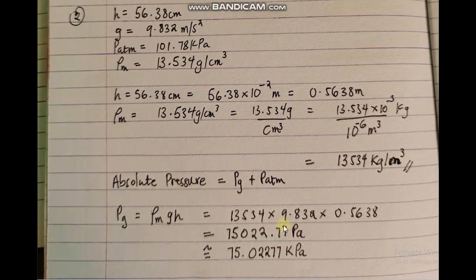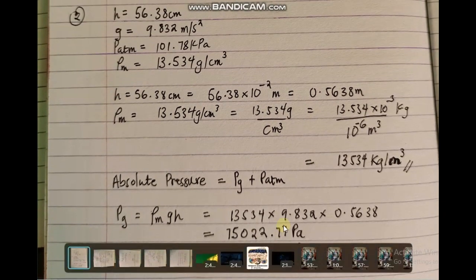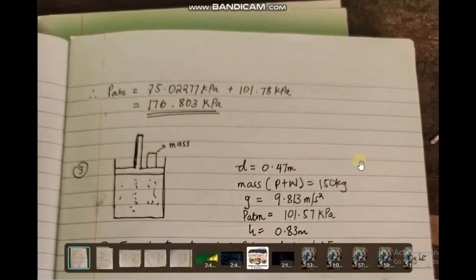So now the absolute pressure will be equal to the gauge pressure, which is 75.02277 kilopascal, plus the atmospheric pressure, which is 101.78 kilopascal. So your final answer is 176.803 kilopascal. You double underline it and we are done. Okay, so that's what has been asked.